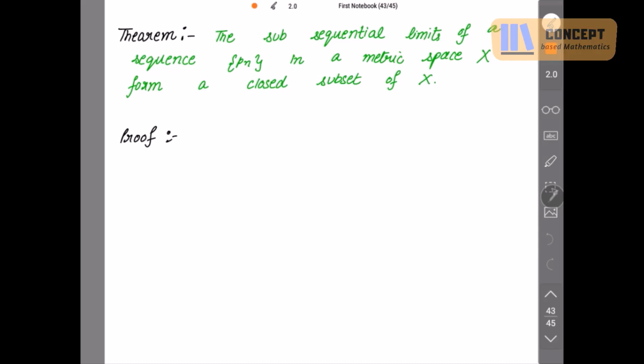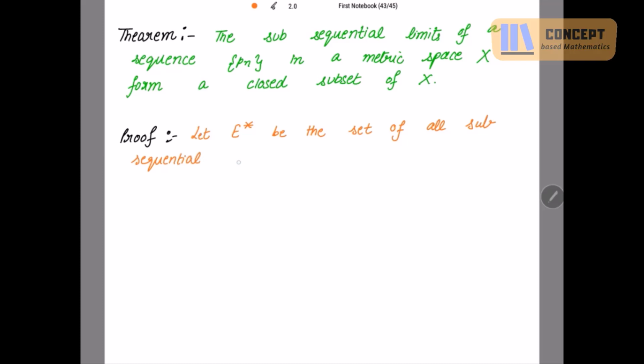So let's start with the proof. We make a set of subsequential limits of the sequence Pn. So let E star be the set of all subsequential limits of Pn, and let's guess the limit point for that. Let Q be the limit point of E star.